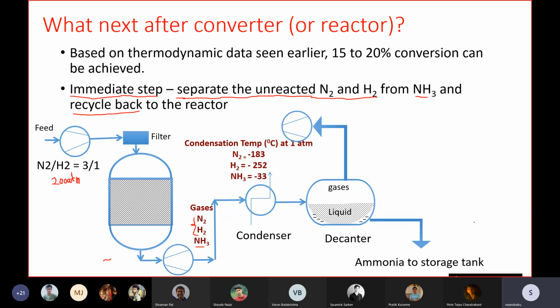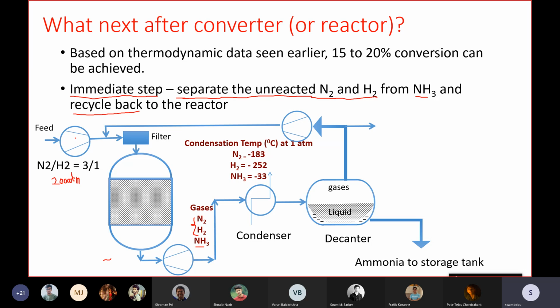These unreacted reactants, the gases nitrogen and hydrogen, are recycled back. Now here we have released the pressure. We have passed through the expander, so we have released the pressure. Before we recycle it back and mix it, we need to compress it to the required pressure.